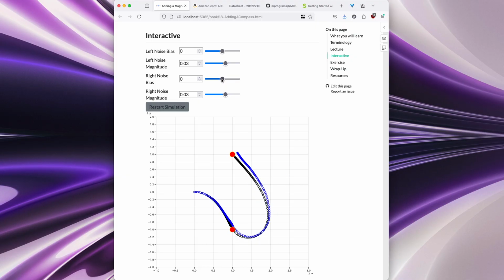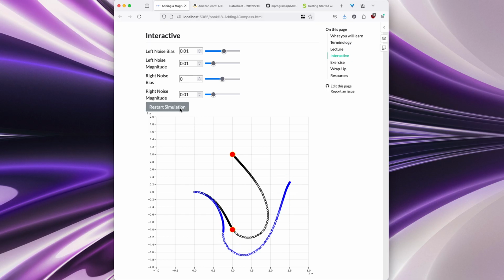Where things go really wrong is if there's some sort of bias to the system. So let me crank the noise down, and let's say that the left motor is not just noisy, but the left motor is almost always going a little bit faster than it registers as going. In that case, this thing's almost always turning off to the right a little bit more, which is why you see it ends up to the right of the target here, and even more to the right of the target here.